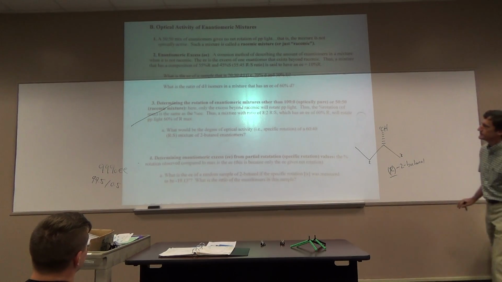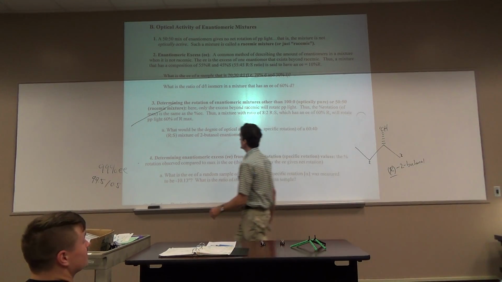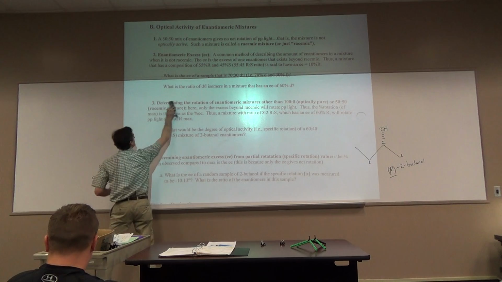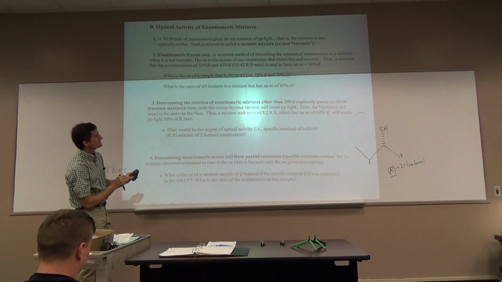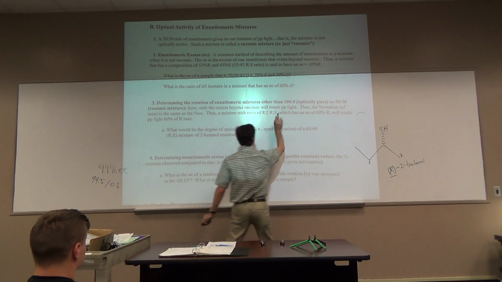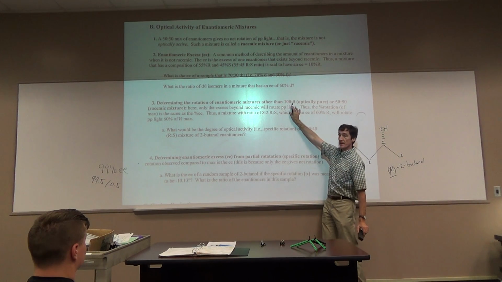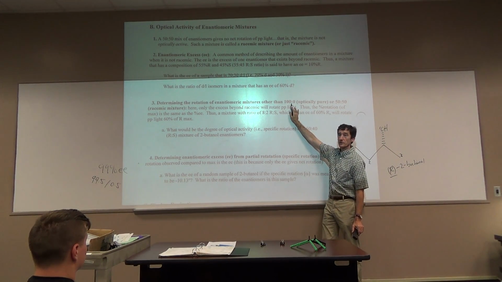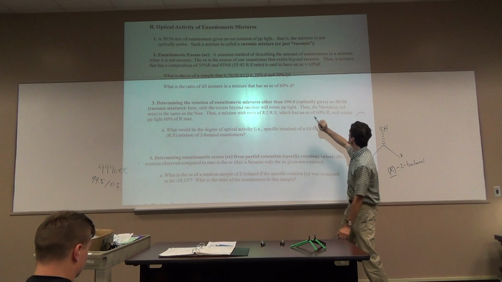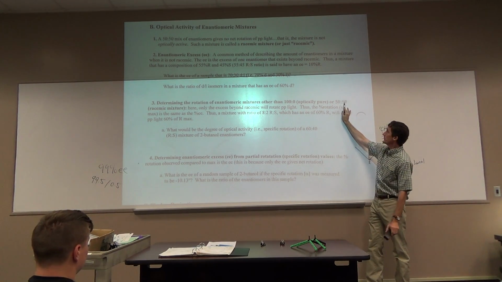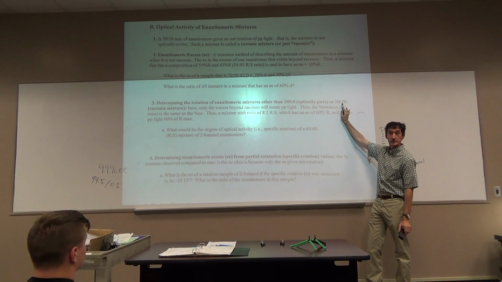Okay, let's look down here. Let's bring in rotation, determining the rotation. Other than 100 to 0, where it's just going to be the stated value, like some constant, you could determine that and get to that point. If it's 50-50, we know the rotation is going to be 0. That's a racemic mixture, right?